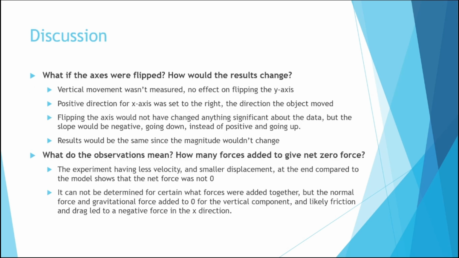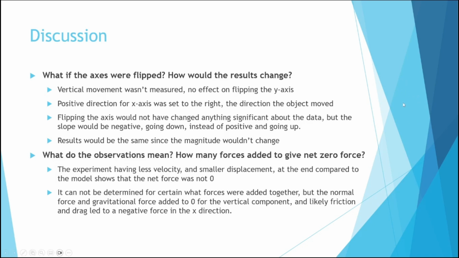For the discussion, we're going to talk about two questions. What if the axes were flipped at first? How would the results change then? So, since the vertical movement wasn't measured, there would be no effect on flipping the y-axis. But for the x-axis, the positive direction was set to the right since that is the direction that the object moved. So flipping the axis would not have changed anything significant about the data except for the fact that the slope would then be negative and going down instead of positive and going up as we saw before. But the overall results would be the same since the magnitude of the displacement wouldn't change.